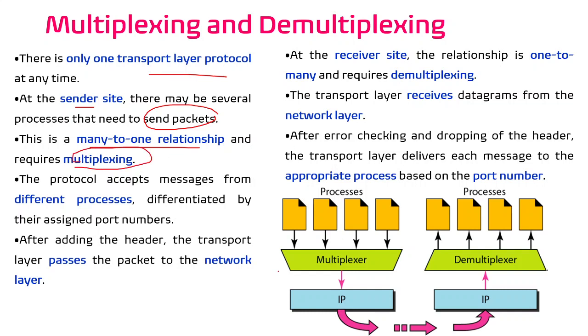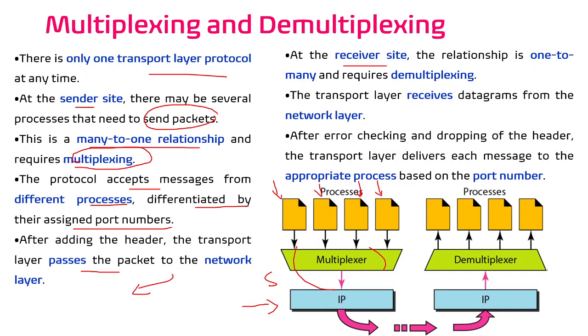So at the sender side, several processes are running, but I have only one transport layer protocol at the sender side, and hence I use a MUX concept here. I'm multiplexing all the processes that are running, and at the network layer, with the use of the IP address, I'm sending the data. The protocol accepts messages from the different processes, differentiated by their assigned port numbers. After adding the header, the transport layer passes the packet to the network layer.